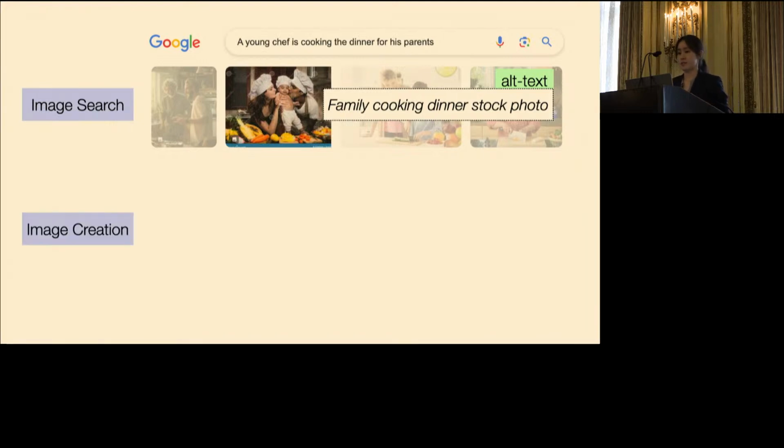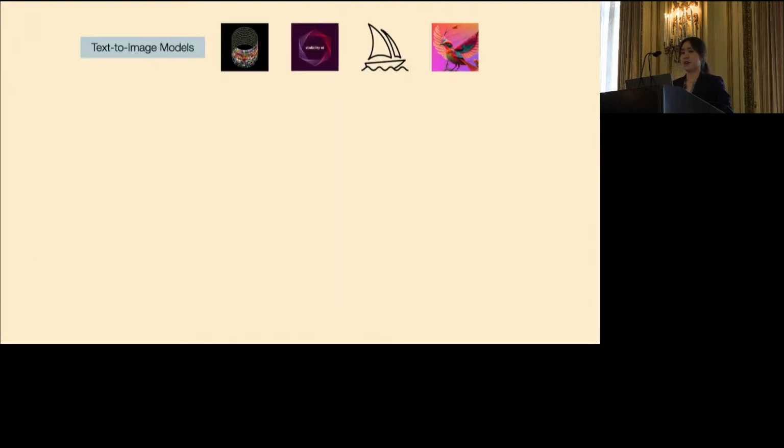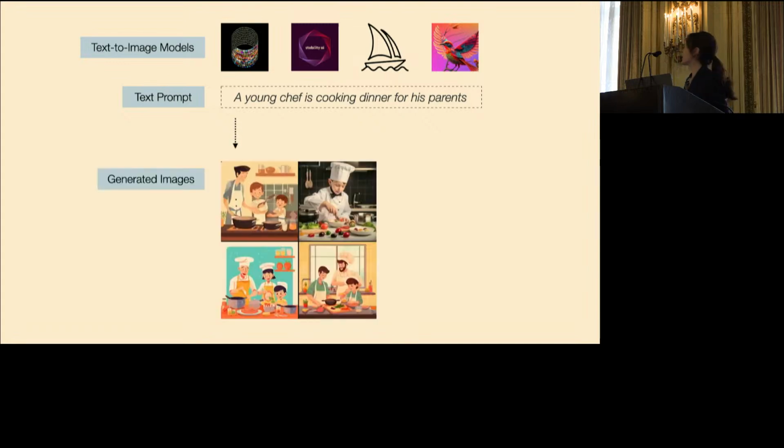They also create images, but most image authoring tools are not screen reader accessible. With text-to-image models, blind creators could describe an image in text and generate high-fidelity images. Here, Midjourney created 4 images that actually showed a young chef cooking.